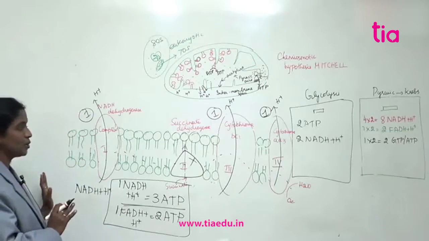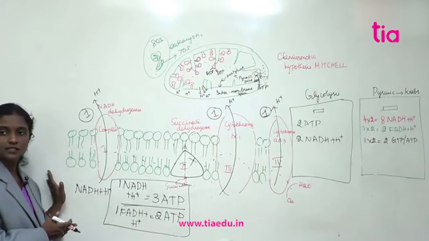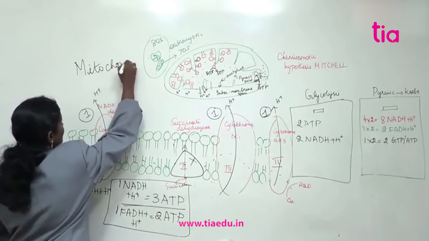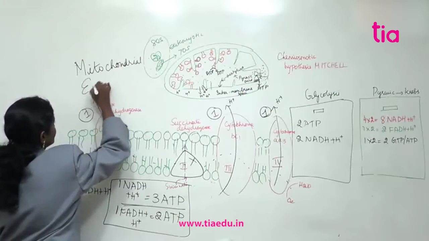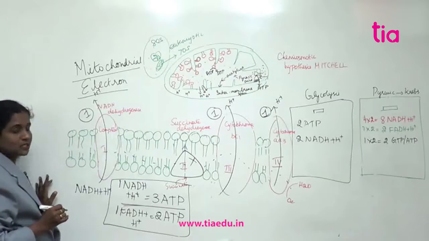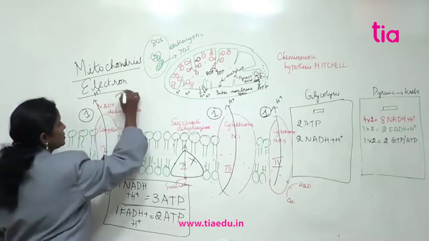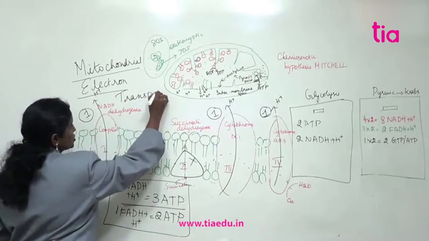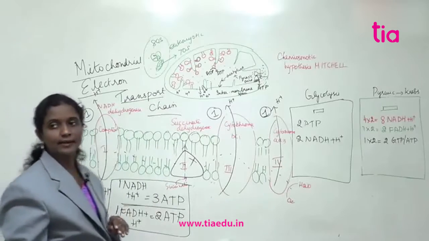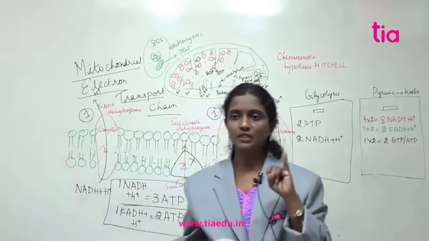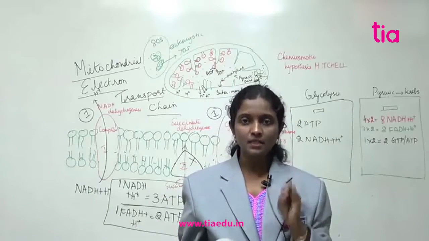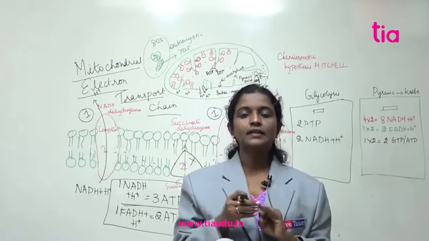I hope now you are clear with the electron transport. What are we looking at? This is the mitochondrial electron transport chain, ETC. Initially we saw glycolysis, second we looked at the Krebs cycle, and now the last step is the mitochondrial electron transport chain. We started with glycolysis, went to the pyruvic acid to acetyl-CoA step, and then the cyclic reaction of the Krebs cycle.